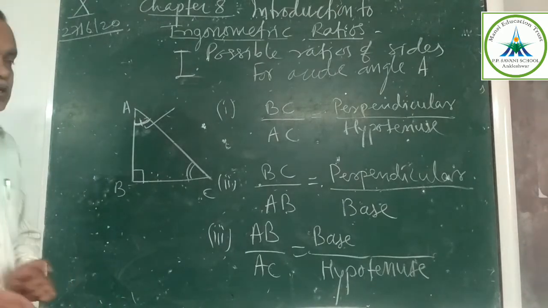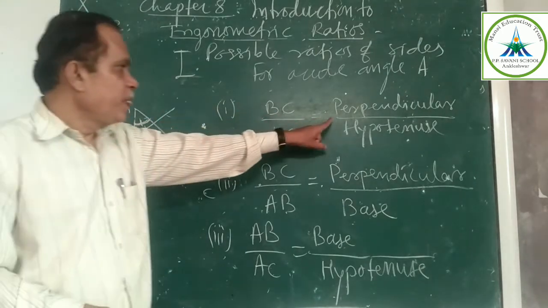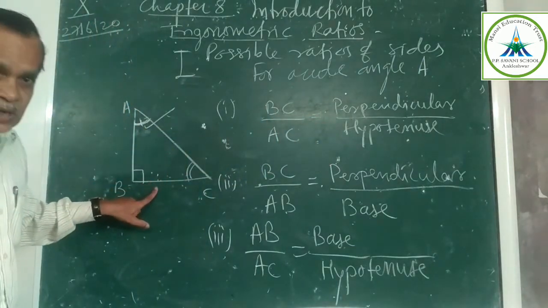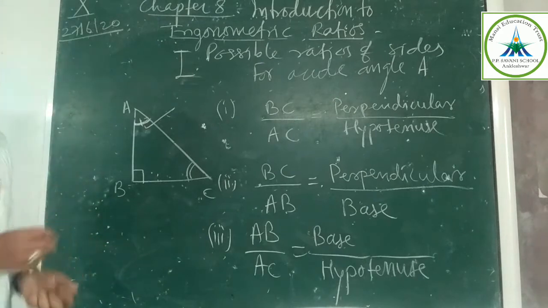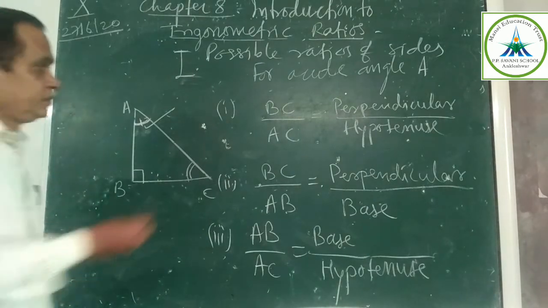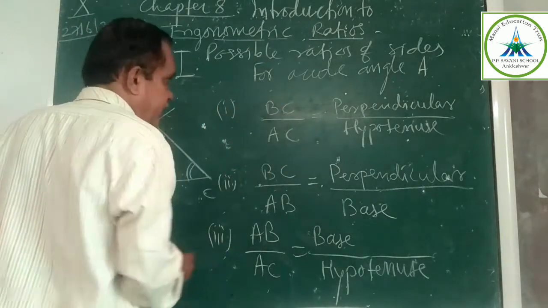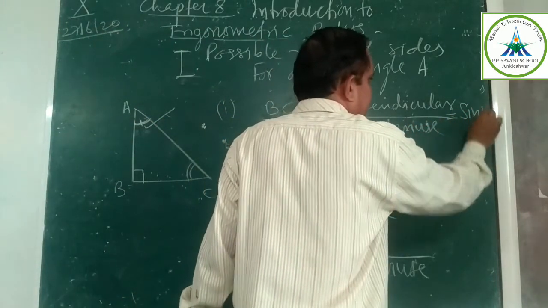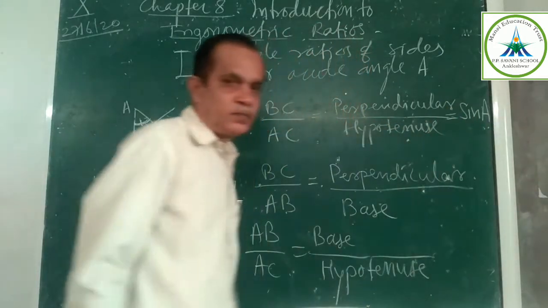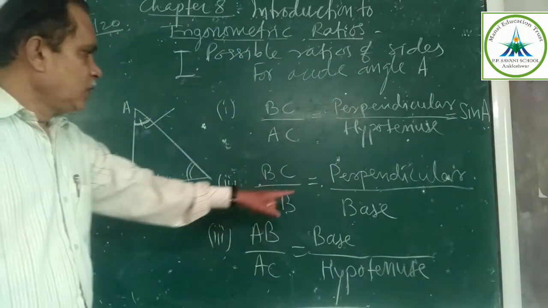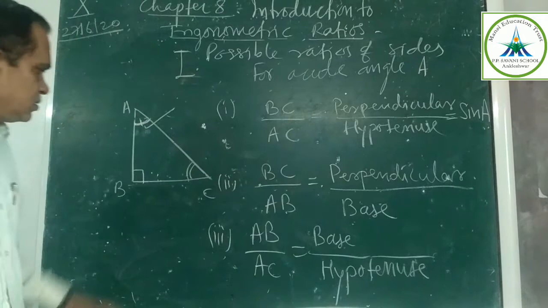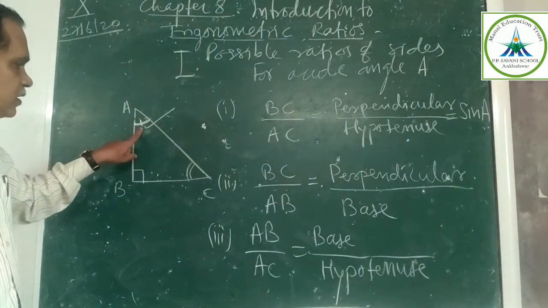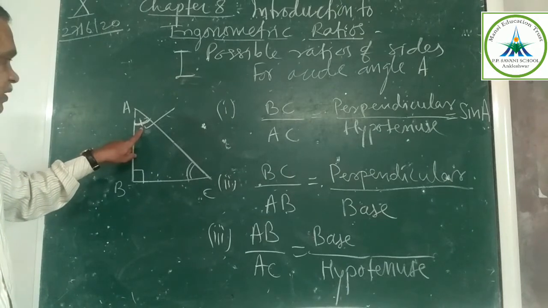Okay, now see students, number one I am coming to this one, perpendicular upon hypotenuse. Perpendicular upon hypotenuse is known as sine of that angle, angle A. Perpendicular upon base of angle A is known as tan of the angle.